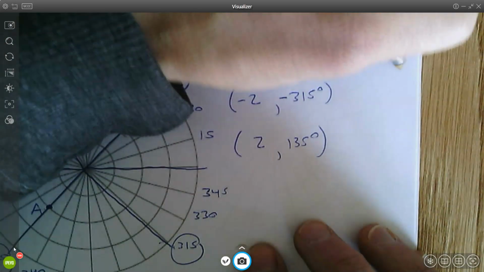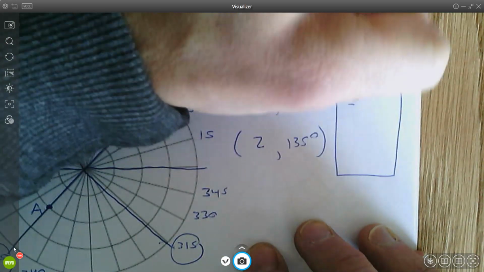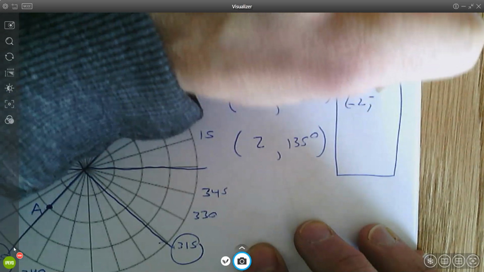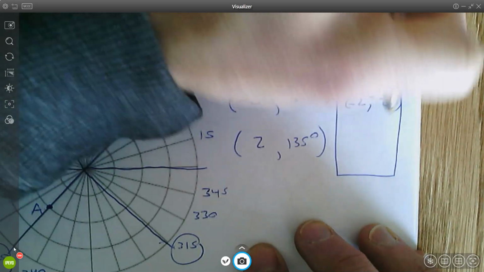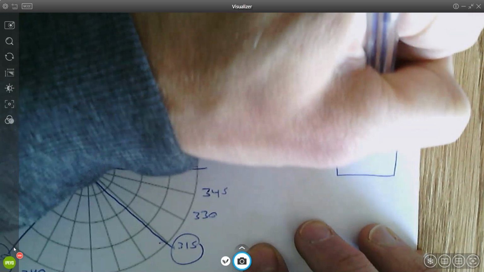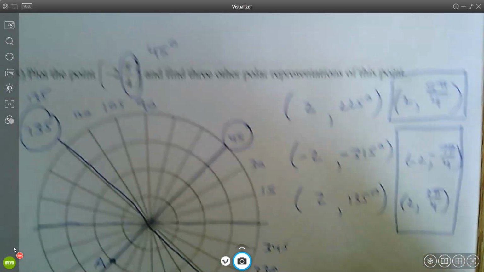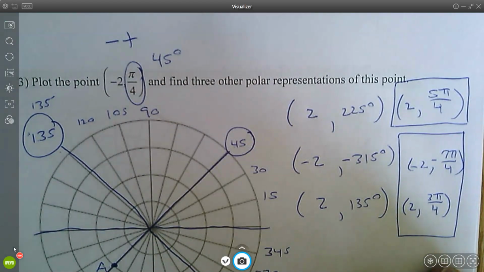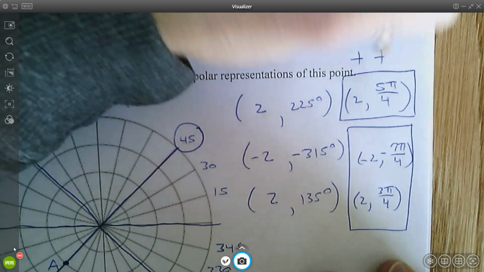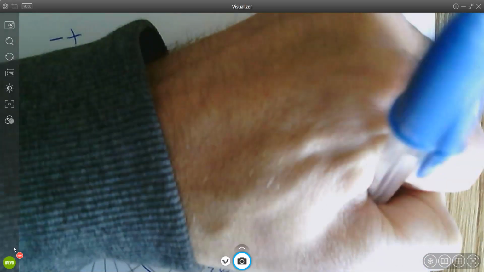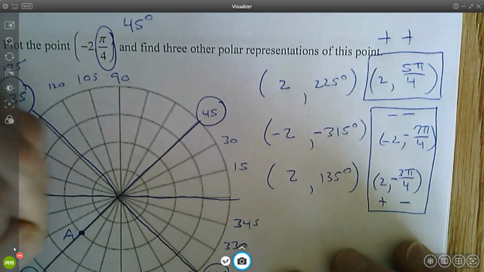The last thing to do is convert these two to radians. So you'd have negative 2 comma negative 7 pi divided by 4 and positive 2, 3 pi divided by 4. Again, you're using every iteration of the signs. We started with negative positive. We have a positive positive, negative negative, and a positive negative. This should have been a negative value because we reflected it.